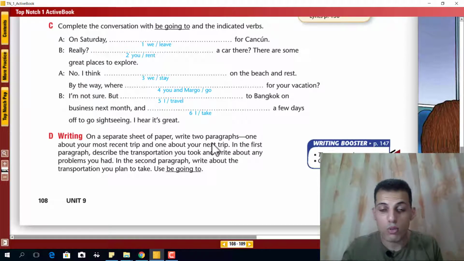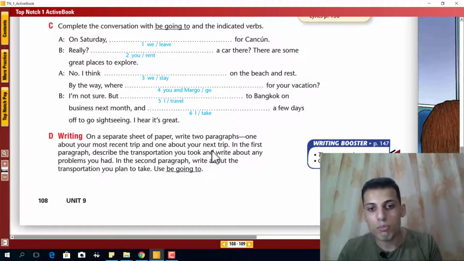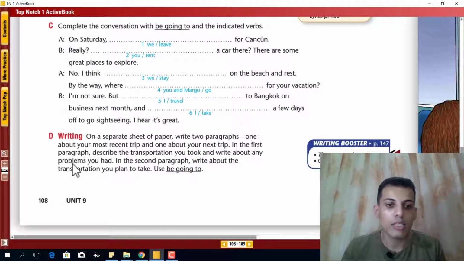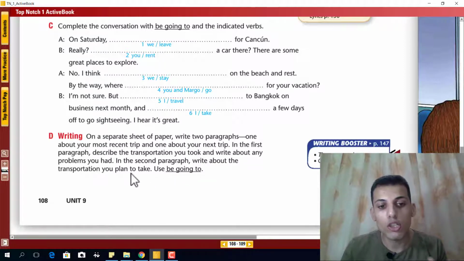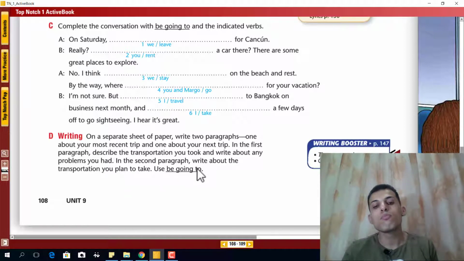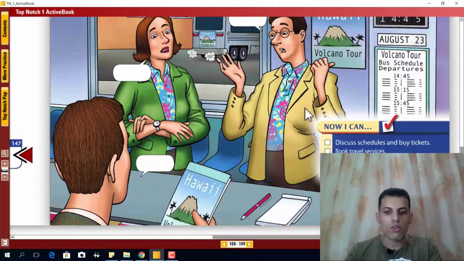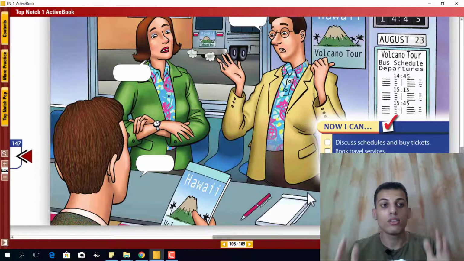Okay, and you'll use going to here. In the first paragraph, describe the transportation you took and write about any problems you had. In the second paragraph, write about the transportation you plan to take, using be going to. Okay, so it's pretty good. All right, it's pretty good exercise and was a pretty good unit.